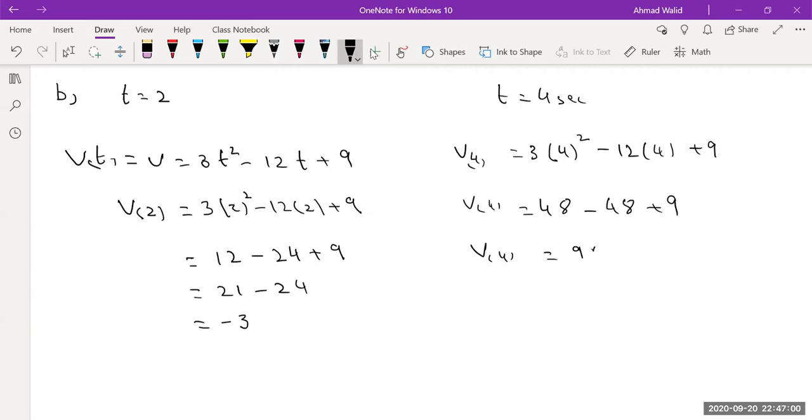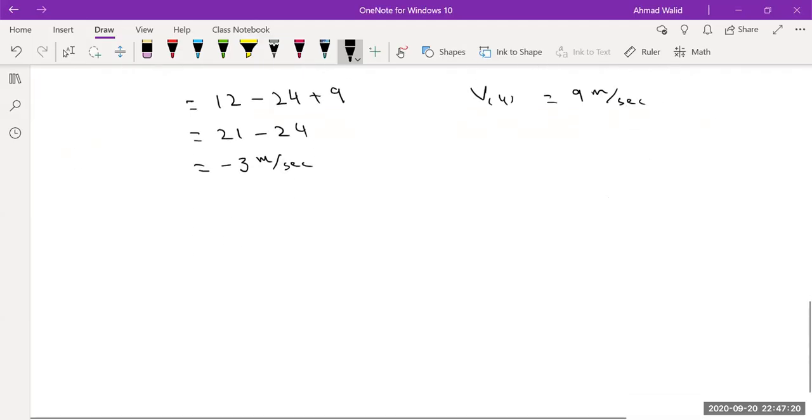It means your velocity here is 9 meters per second, and here it is negative 3 meters per second. What does it mean to have a velocity of negative 3 meters per second? It means your object is going to the negative side. Correct? It's turning, it's going back. Later we will discuss this.